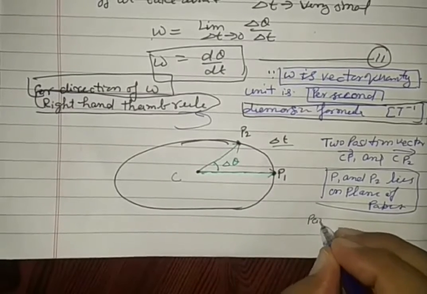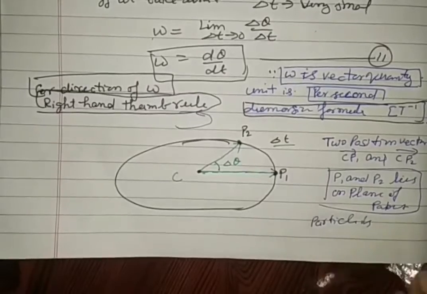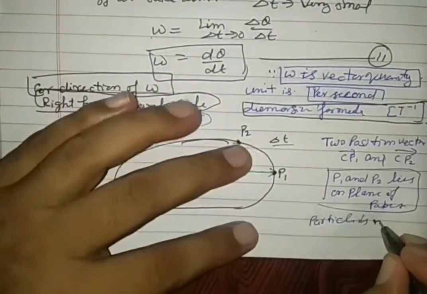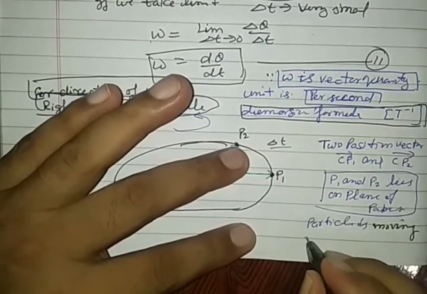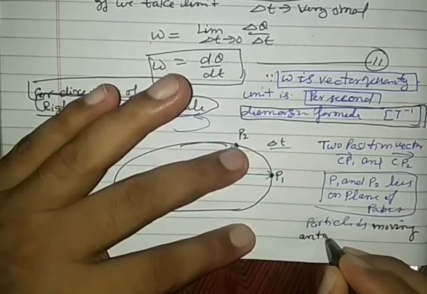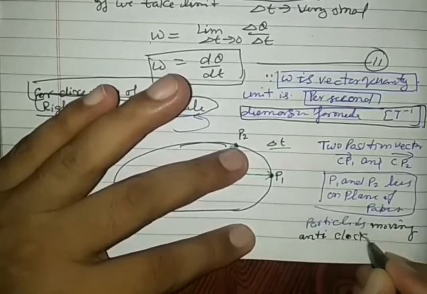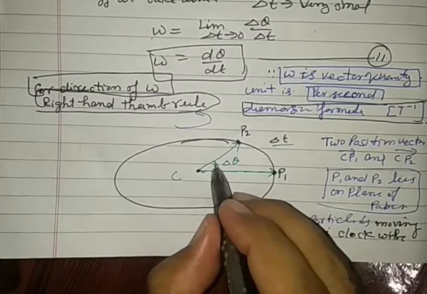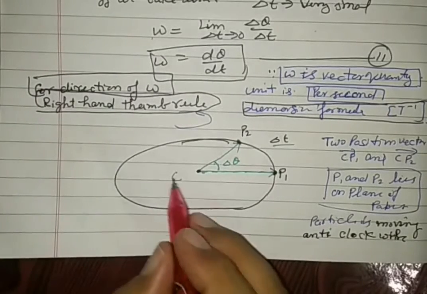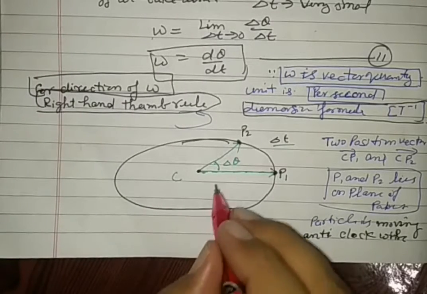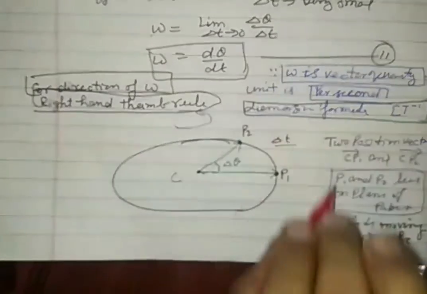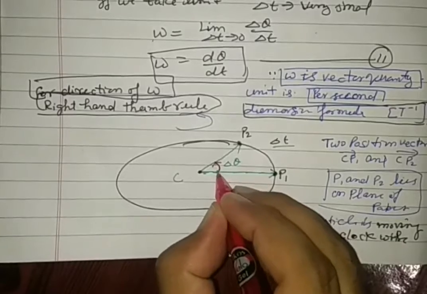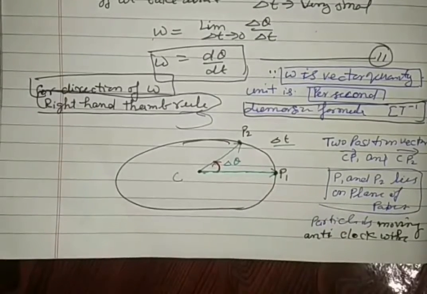The particle is moving anti-clockwise. So see carefully. Anti-clockwise means it is moving from this side, the opposite way to the clock. See how the particle is moving. It is represented by the red arrow here.